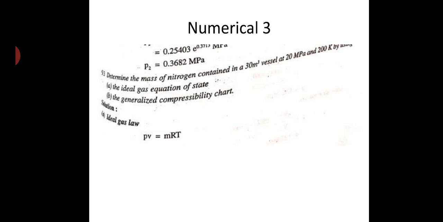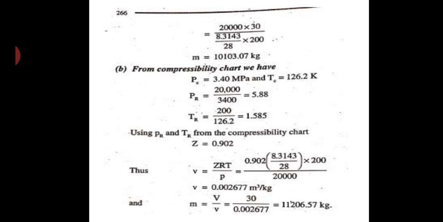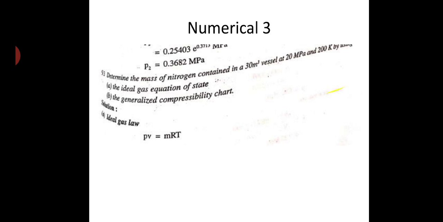Now we have to find mass. To find out mass, m is equal to PV by RT. So substituting the values, m is equal to P is 20 megapascal, so 20 into 1000, that is 20,000, and volume is 30 meter cube.